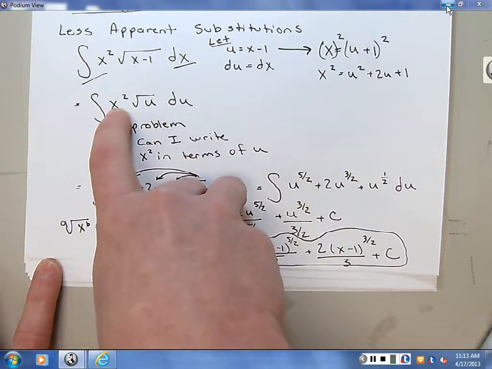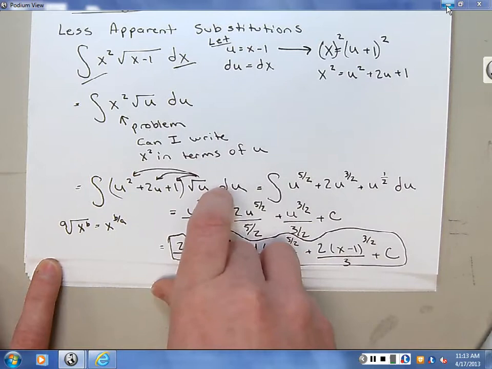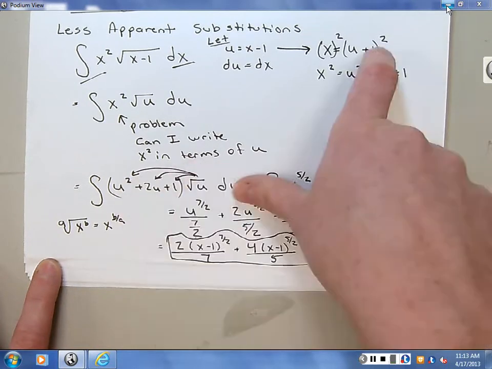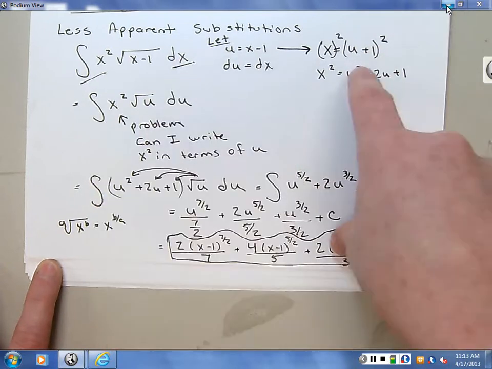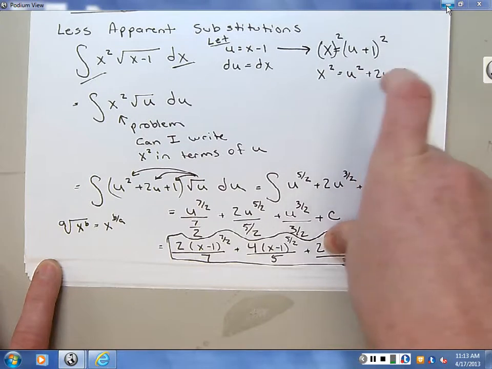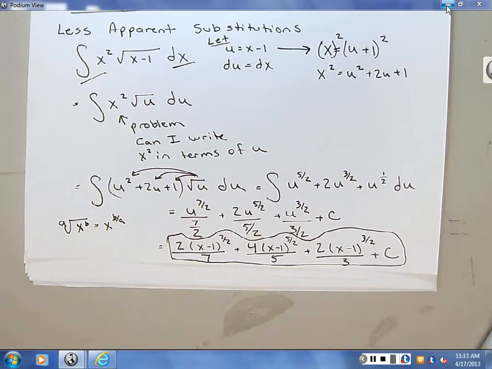If it was just x, I would replace it with u plus 1. Then I would distribute the square root of x to u plus 1. If it was x cubed, I would replace it with u plus 1 cubed, and I could use the binomial coefficients 1, 3, 3, 1. So that's u cubed plus 3u squared plus 3u plus 1. And then FOIL it too.